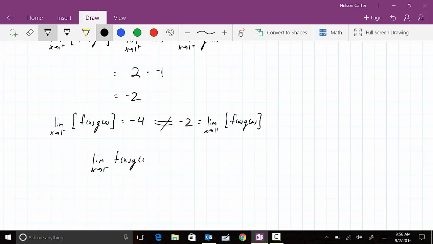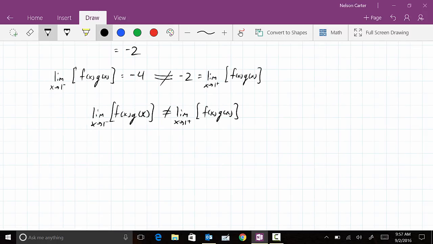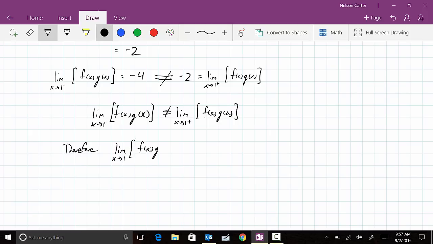of x times g of x is not equal to the limit as x approaches 1 from the right of f of x times g of x. Therefore, the limit as x approaches 1 of f of x times g of x does not exist.